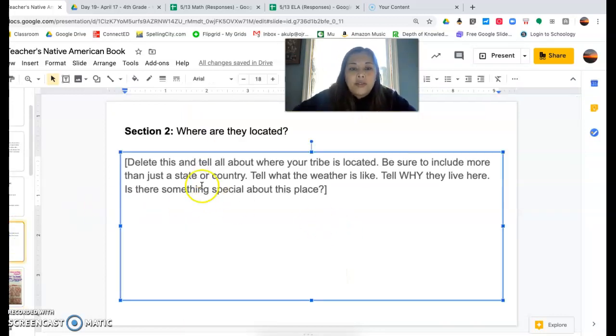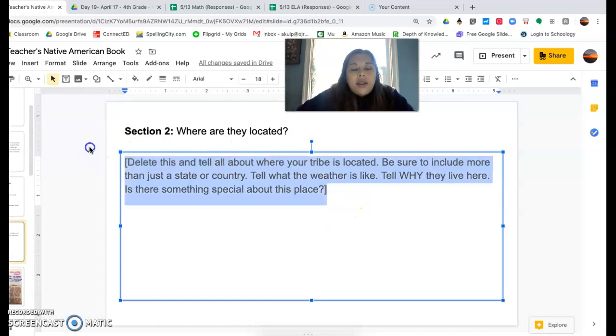So when I get to this slide, first read it and then delete it. So it says to tell about where your tribe is located, be sure to include more than just a state or country. In other words, don't just write one or two sentences saying the Cheyenne are located in the Great Plains and now they live on reservations. Done. Not okay. We need a little bit more than that. If you have to go do more research, then go do some more research, please.